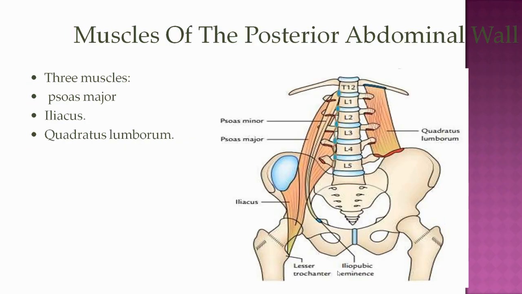We will see the muscles of the posterior abdominal wall. These are three muscles: psoas major, iliacus, and quadratus lumborum. We can see these muscles in this picture here. Psoas major and iliacus, and then quadratus lumborum.